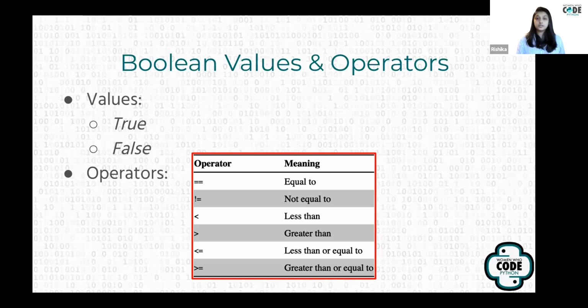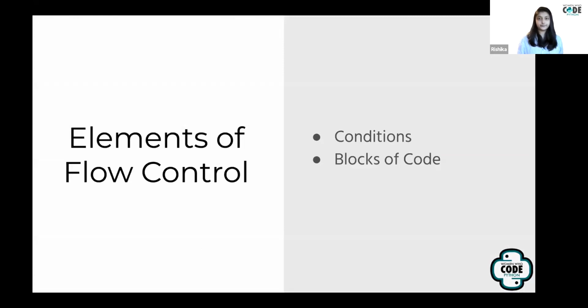We have a double equal sign, which means equal to. Then we have an exclamation point and then the equal sign, which means not equal to. Then we have the less than sign, that's less than, and the greater than sign is greater than. And then we have less than or equal to and greater than or equal to. These are going to be important for when we're talking about programming logic and flow control.